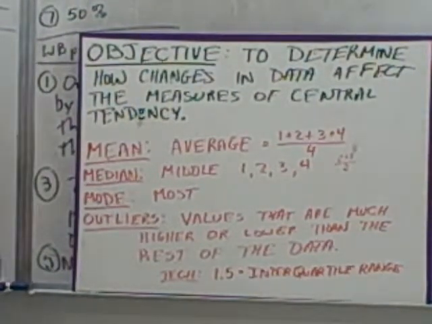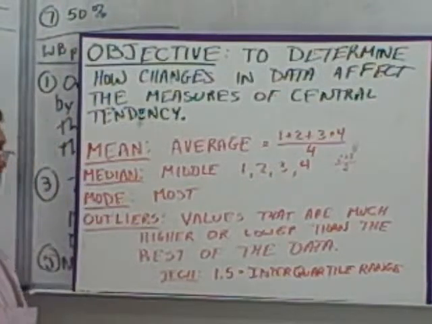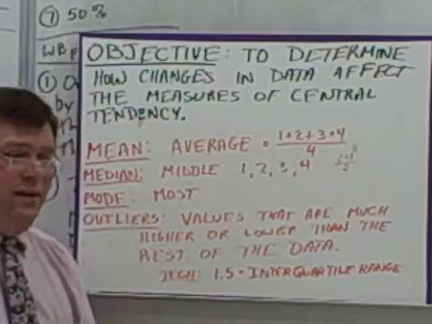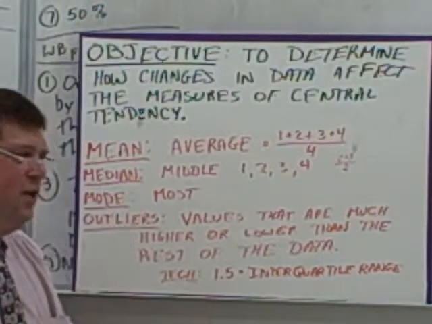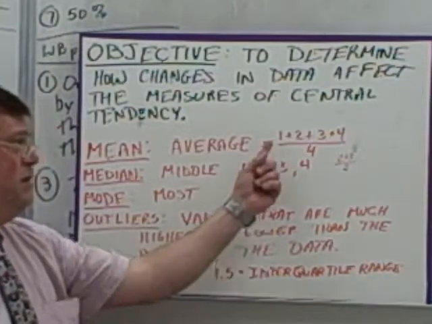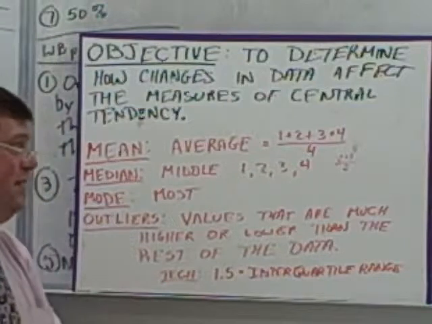Hello. The objective of this video is to determine how changes in data affect the measures of central tendency. Now, to refresh your memory, the measures of central tendency are mean, median, and mode. Sometimes they'll include range as a measure of central tendency, but we're not looking into that one right now. The mean is the average, which means when you add up all the numbers in your data set and divide by the number of numbers in the data set.